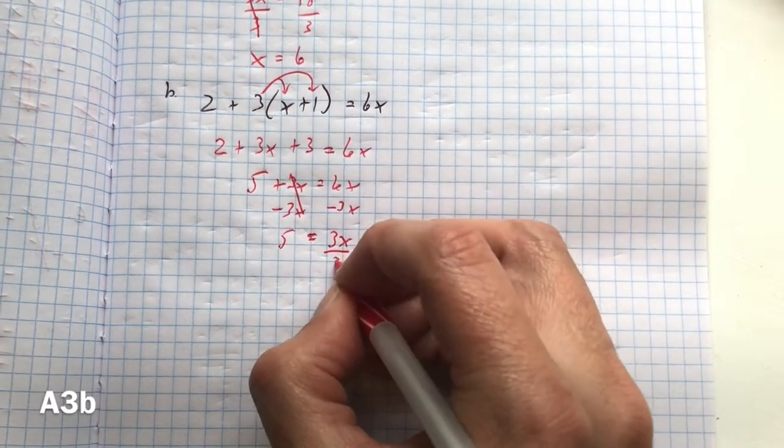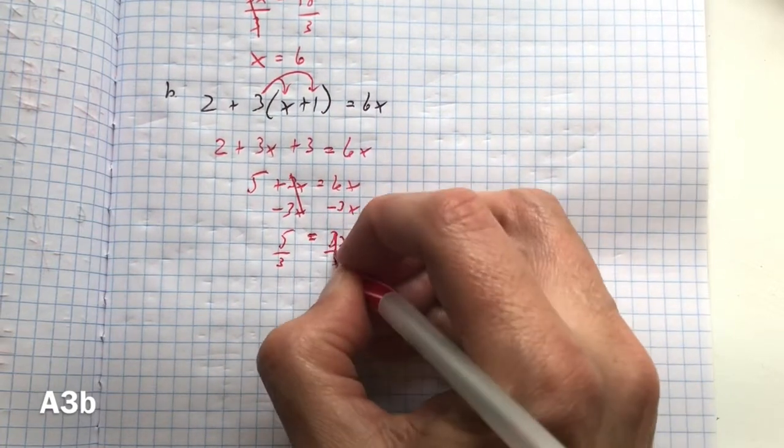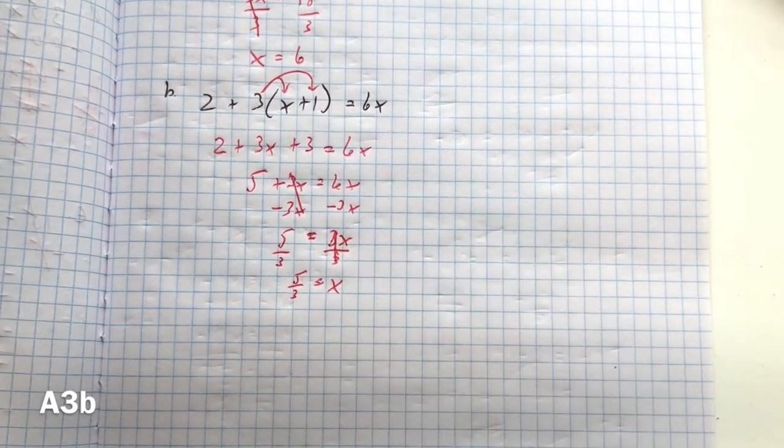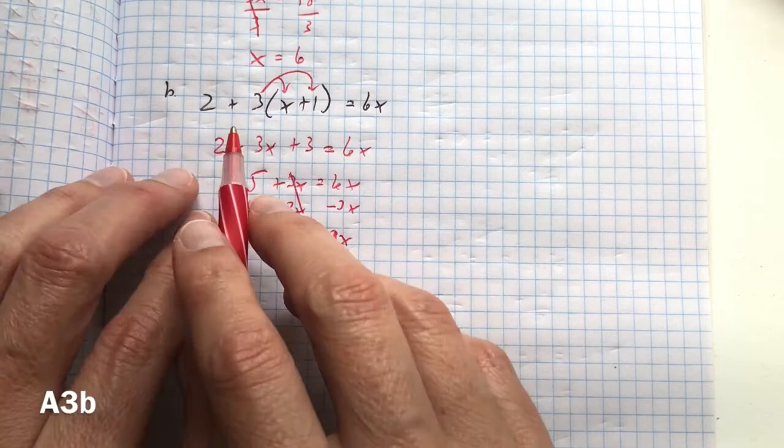Same process here. Divide by 3 and divide by 3. This is going to be a plain old x, and I've got 5 over 3 as my answer. I'm going to leave it that way, or I could do 1 2/3. Either way is going to be fine. Okay? Let's check this one here.